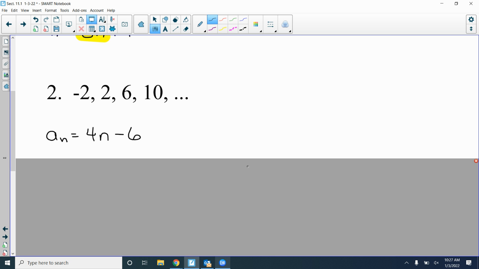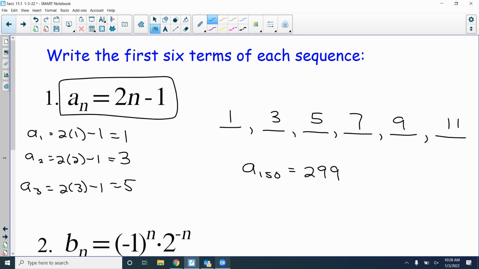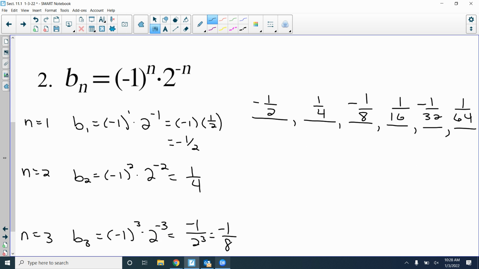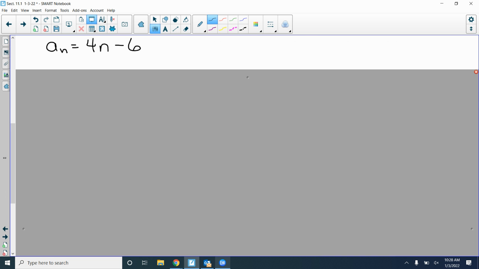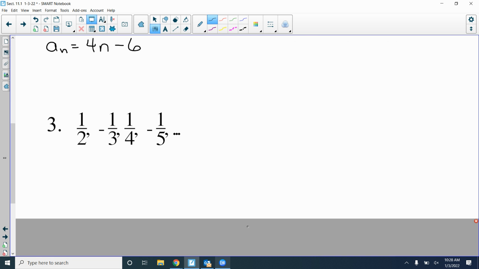All right, look at that next one. Does that go up by a constant amount? No, this is just random. Okay. This is like that second one that you did right above there, okay? So if you take a look at this, it went from negative 1/2 to 1/4 to negative 1/8. We're going to kind of piece it together. So we had one piece here, and then we had a second piece. We're going to do that for number 3 here. So you've got 1/2, we've got -1/3, we've got 1/4, we've got -1/5.